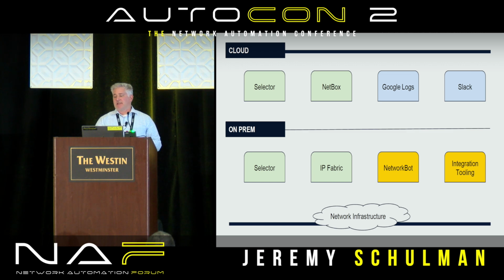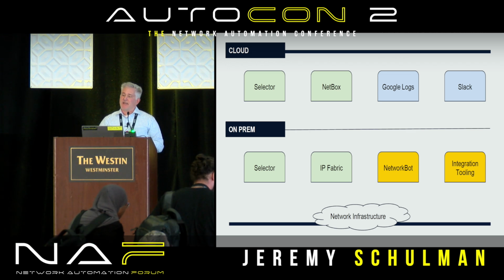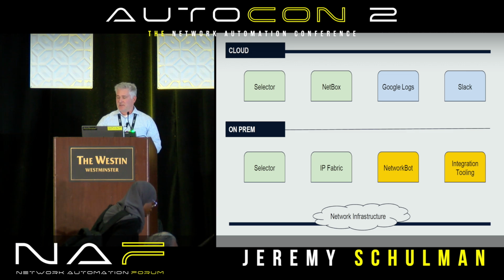The network bot is software that we built, so anything in gold here is software that we've built. The integration tooling is really the magic sauce that ties all these systems together. We spent a lot of time writing code that takes data out of IP Fabric and puts it into NetBox, or takes data out of NetBox and puts it into Selector AI. When you build these types of systems, there's a lot of metadata that has to get put into different places, and there's really no one-stop shop for that. That's the DIY part. Of course, we're using Slack and Google Logs for accounting.